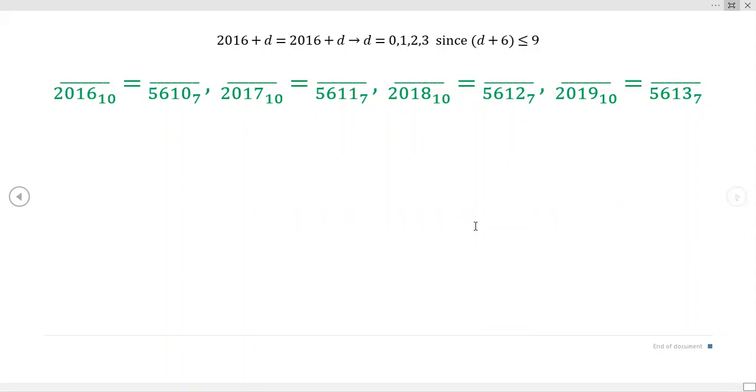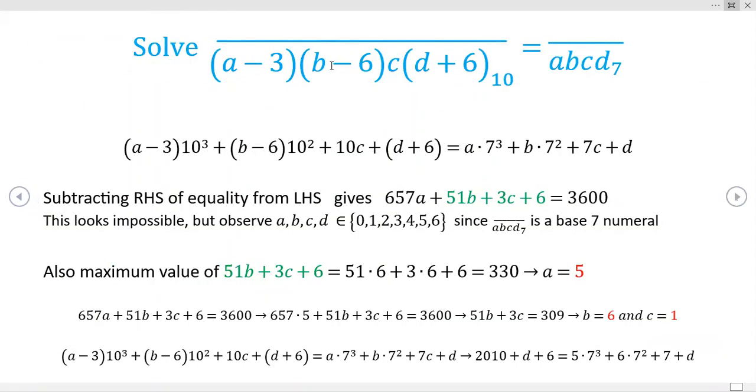Now, what's a little odd about this is that since D plus, let's go back. You may be wondering where all these numbers come from. Notice that D plus 6 right here cannot exceed 9, right? D plus 6 cannot exceed 9. 9 is the biggest digit you can have in base 10. So D plus 6 has to be less than or equal to 9.